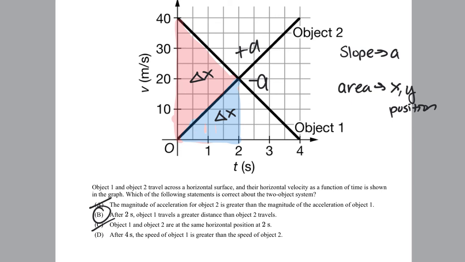Letter D says after 4 seconds, the speed of object 1 is greater than the speed of object 2. If you just read this graph, we know obviously object 2 is the one that has a greater speed. So it can't be D.